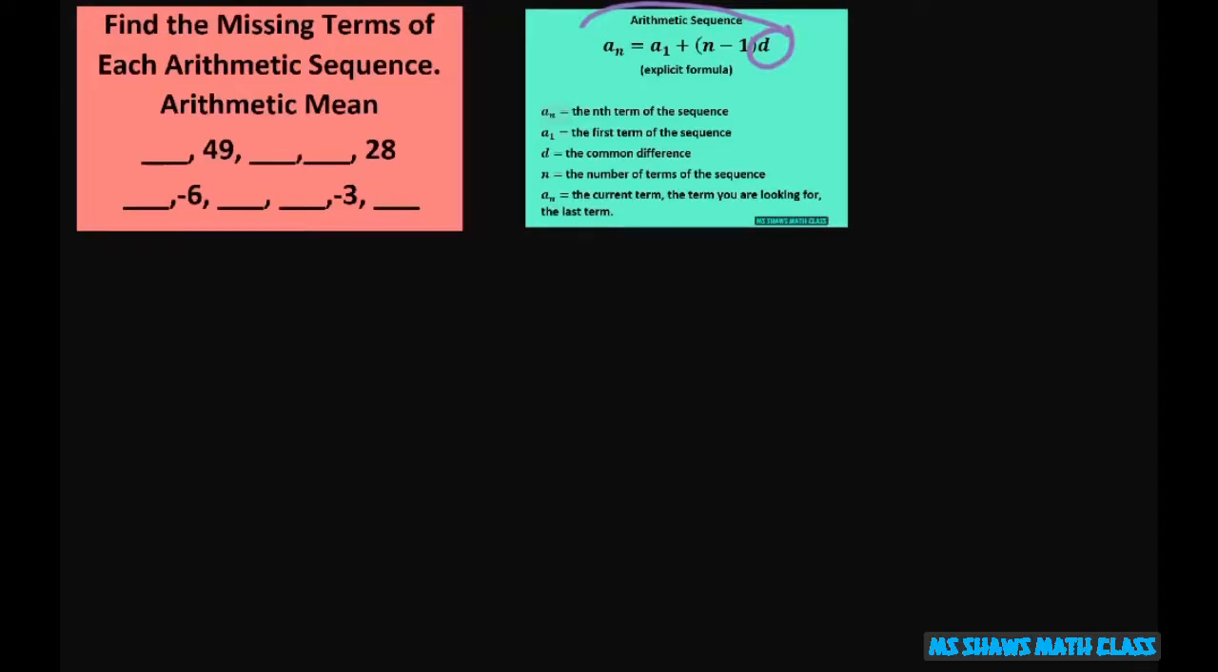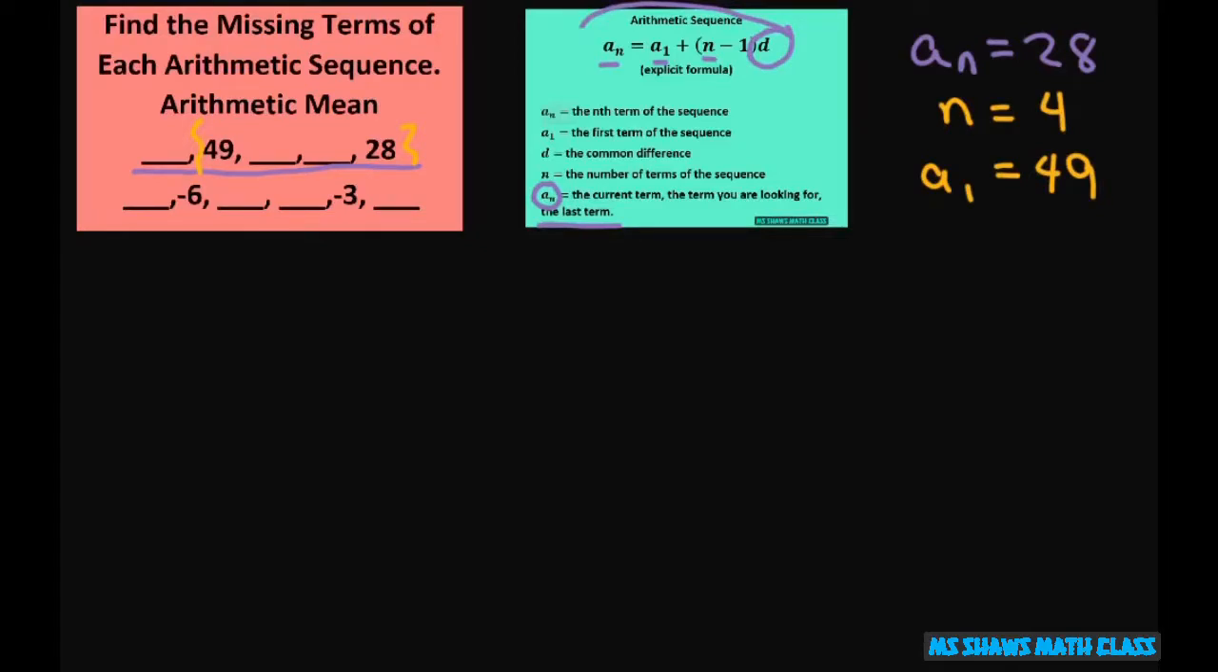So if I look at this one, I need to know the number of terms, the first term and the last term. I have the last term. a sub n is known as the last term, and that's going to be 28. Since I don't have the first term, I can't have two unknowns. So what I'm going to do is treat this as 4 terms and treat 49 as my first term. Because all we're looking for is the common difference, it doesn't really matter where we start because it's common.